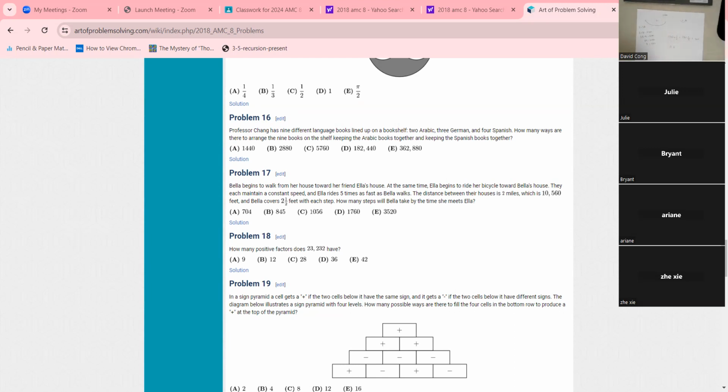So the tricky part is you have to realize they're asking how many steps she walked, not how many feet she walked. So that's just a tricky reading catch at the very end. Trip up anyone.